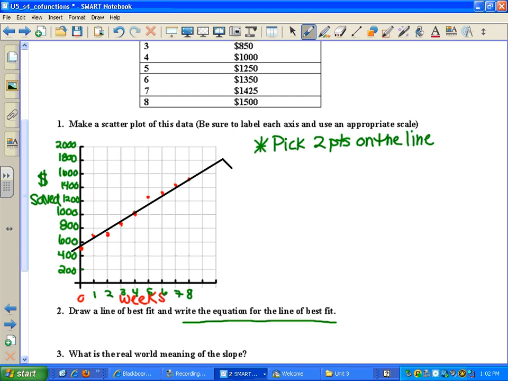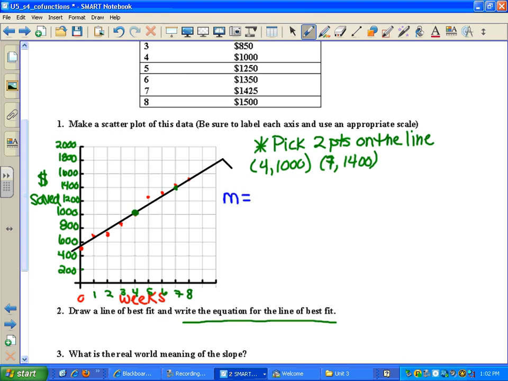So for example, I really like this point right here because it looks like it passes right through that corner piece. So that point right there is 4 and 1,000. And I also really like this one right here because that's at 7, 1,400. Okay, so those are the two points that I'm going to pick. Now remember, that 7 and 1,400 was not necessarily a point that I originally plotted, but it is a point on my line.